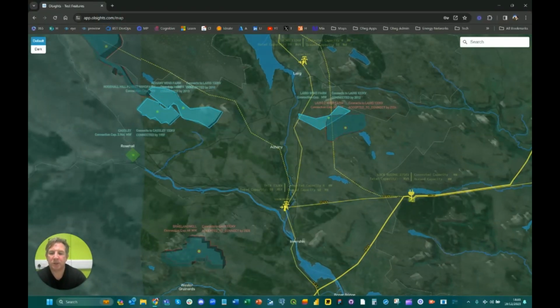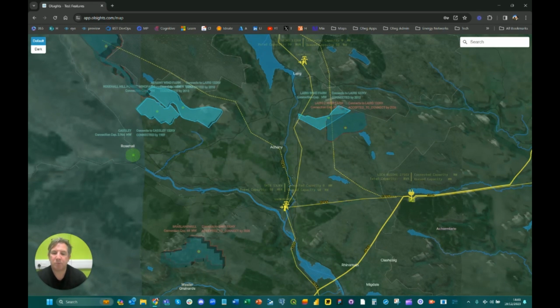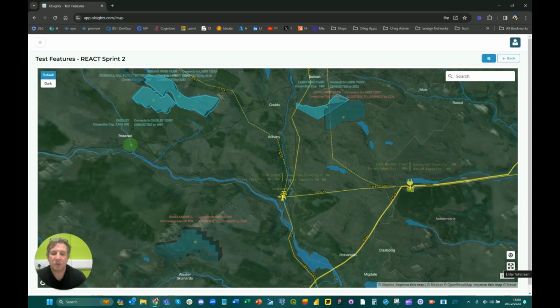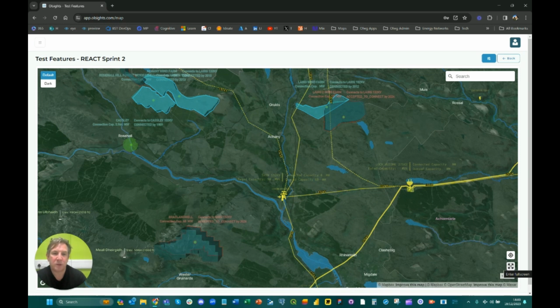The other thing that we did during this sprint was to experiment with some interactive visuals that display the connections between schemes and substations, and also to aggregate connections and queued connections both at transmission level and embedded. And let me just show you briefly how that works.